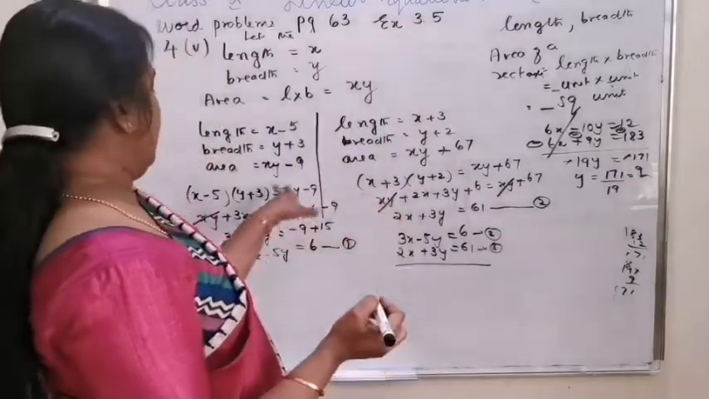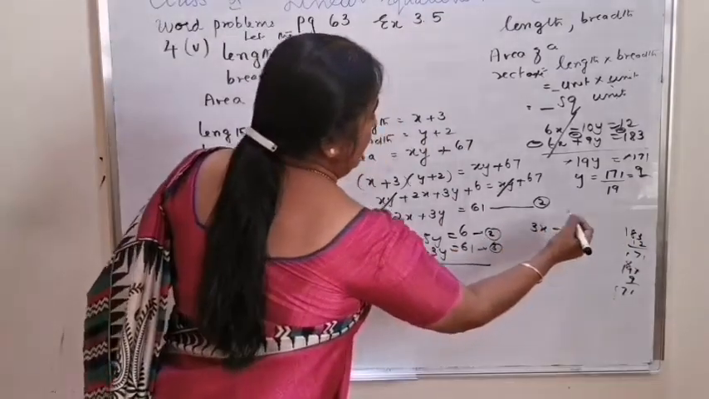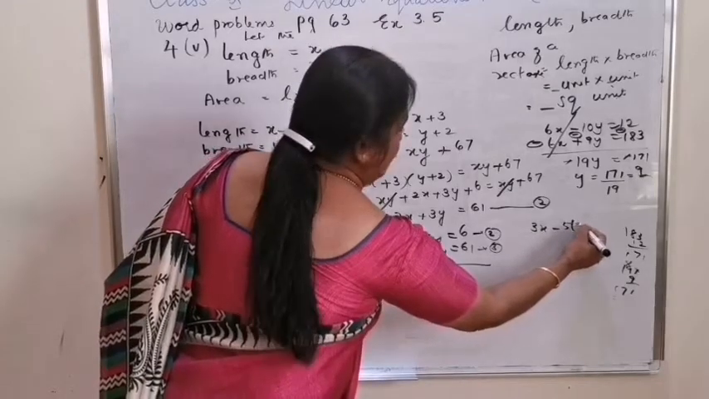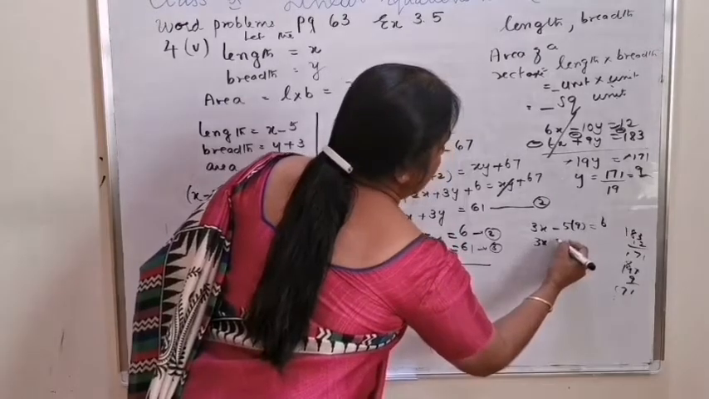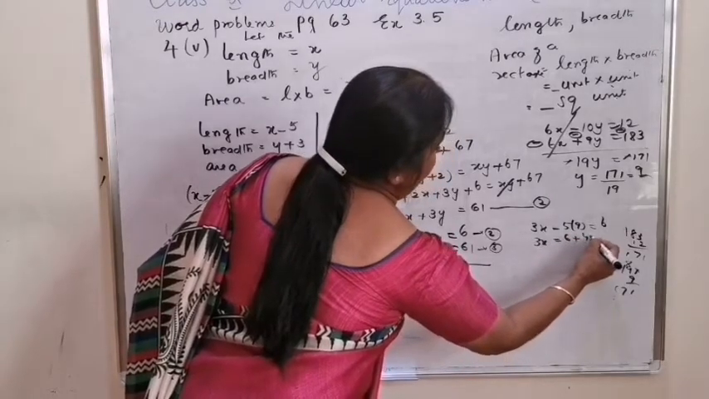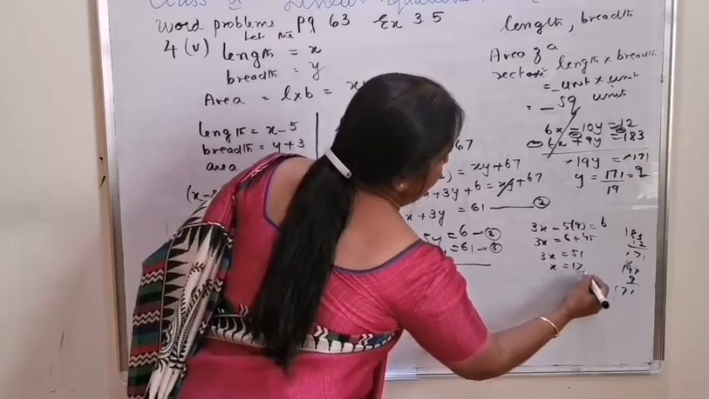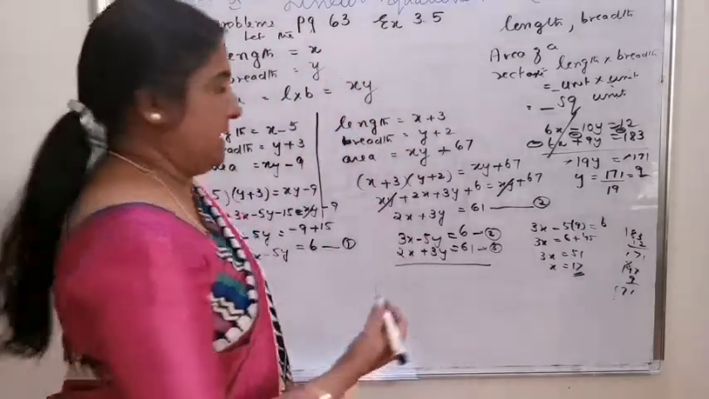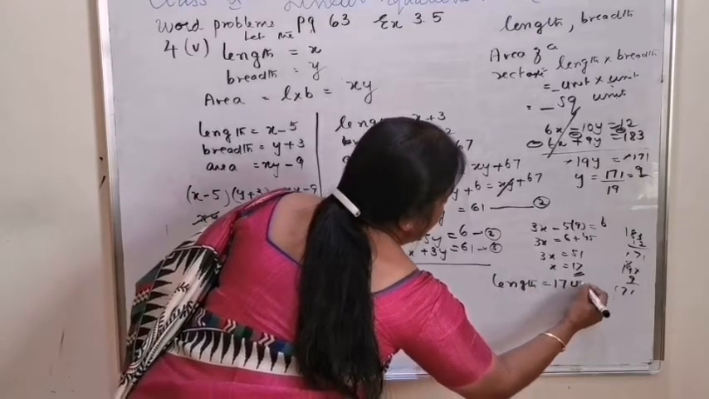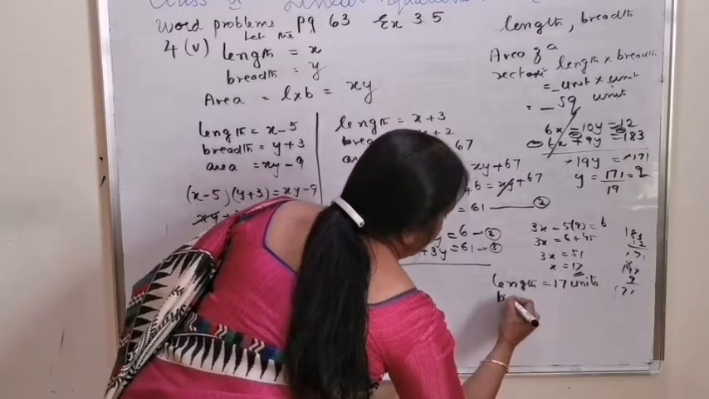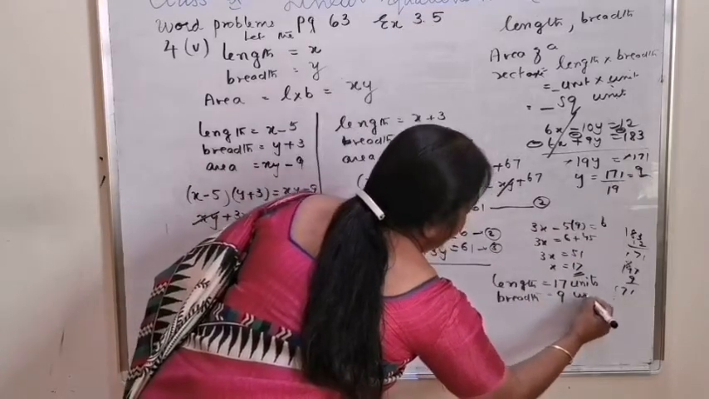So y is 9. Substituting in any one of the equations, 3x minus 5 into 9 is equal to 6. 3x is equal to 6 plus 45. 3x is equal to 51. x is equal to 17. That means the length is equal to 17 units and the breadth is equal to 9 units.